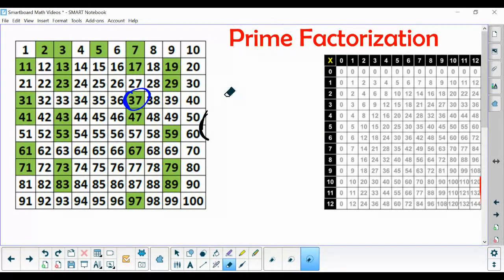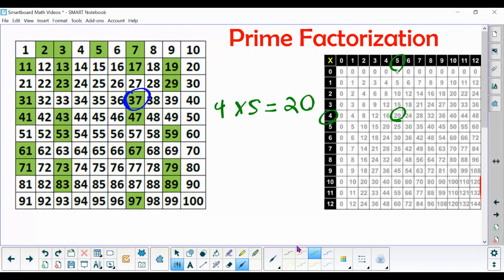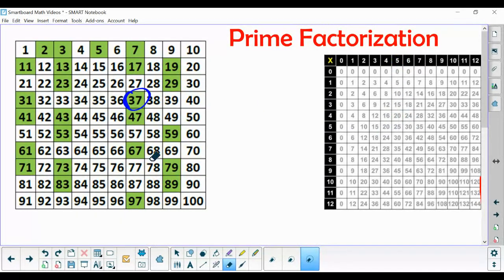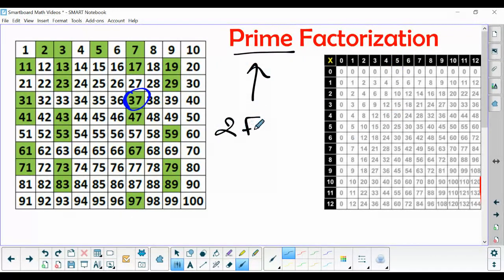That's why it's a prime number. It only has two factors, 1 and itself. Okay, so we know what prime numbers are and what factors are. Again, factors are numbers you multiply to get that number. So for example, the factors of 20 would be 4 and 5. 4 times 5 gives me 20. And we talked about prime numbers. Prime numbers only have two factors, and that's it. If you forget, all these in green are prime.